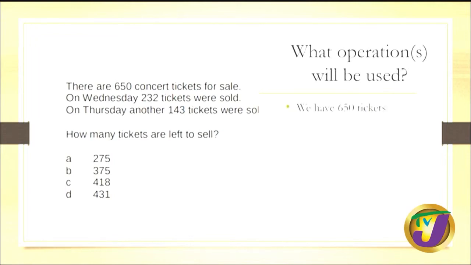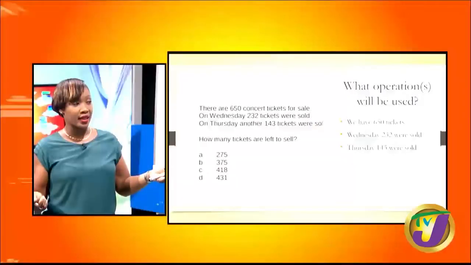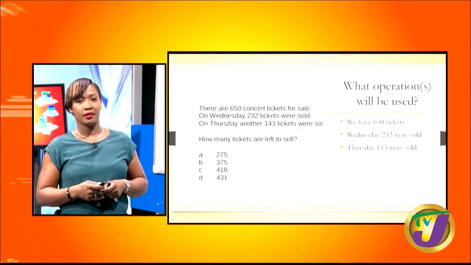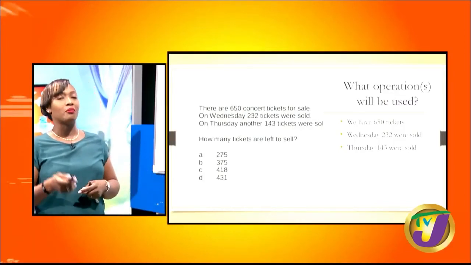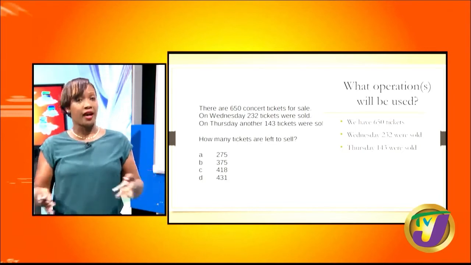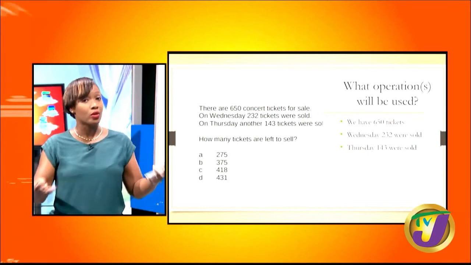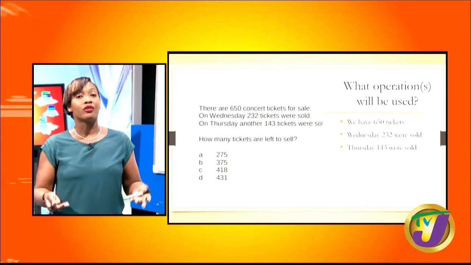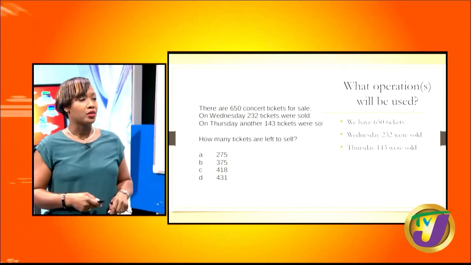So we have 650 tickets, right? Wednesday, they sold 232 tickets. On Thursday, they sold 143 tickets. What you gonna do? What is the question again? How many tickets are left to sell? Right, so you're gonna have to combine the tickets that were sold on Wednesday with the tickets sold on Thursday. After you come up with that total of tickets that is sold, you're gonna take it away from the grand total of tickets you had to begin with. So let's do that together.